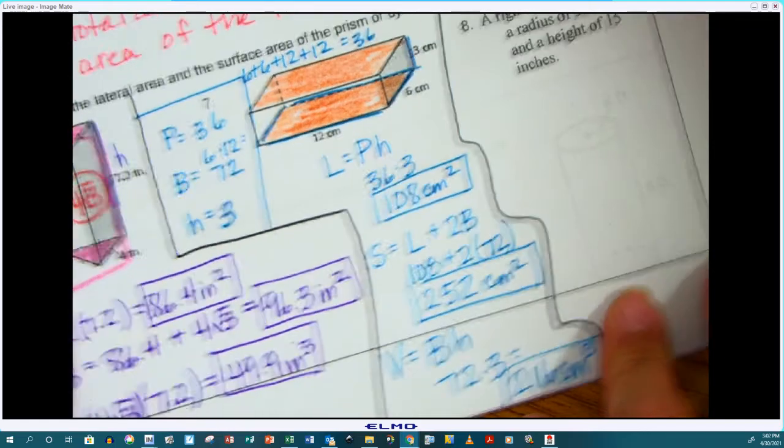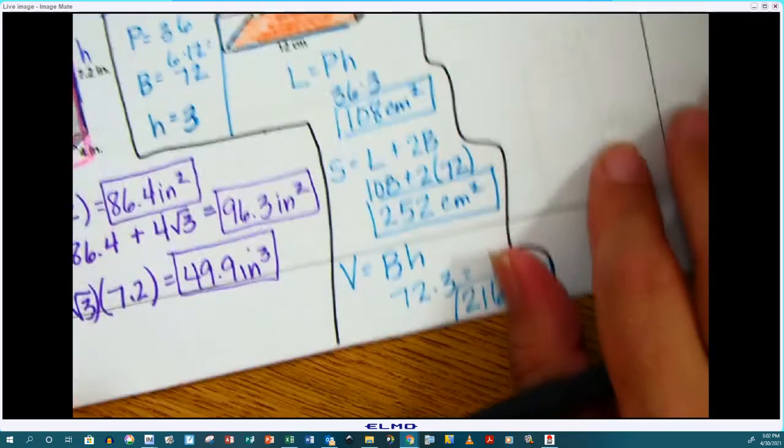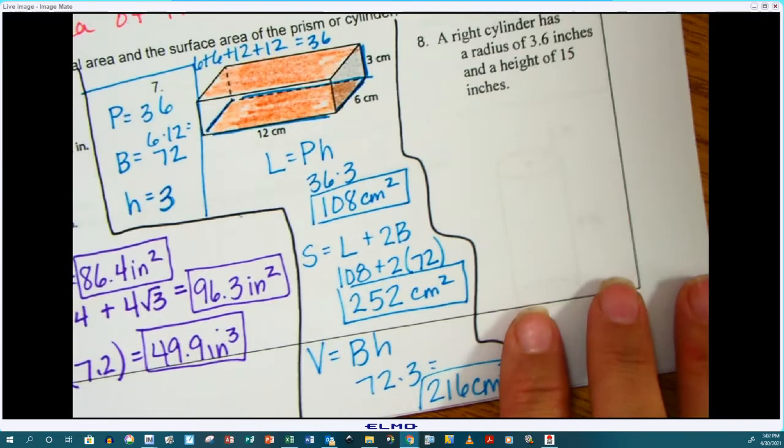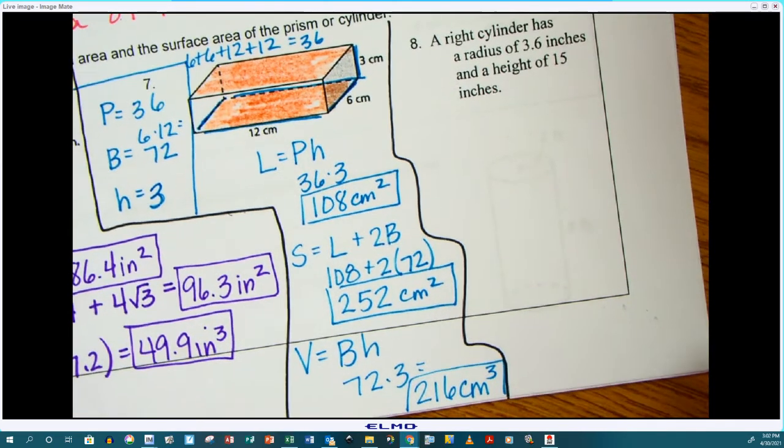Oops, sorry about that. It is hard to stay zoomed in and in screen.